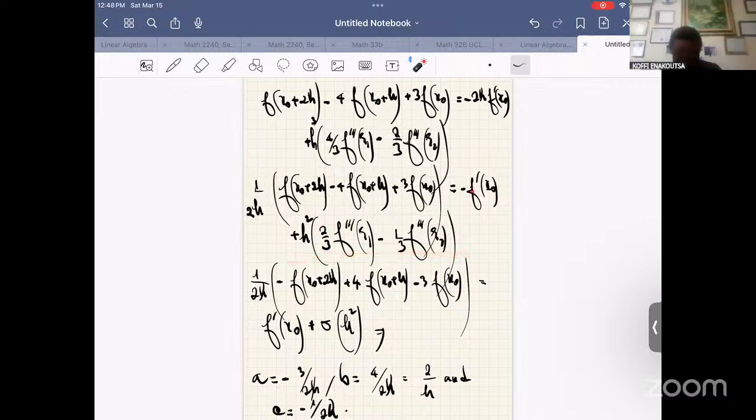I have an h cubed here. Then I divide by 2h, right? So when you divide all this by negative 2h actually, but by 2h first.